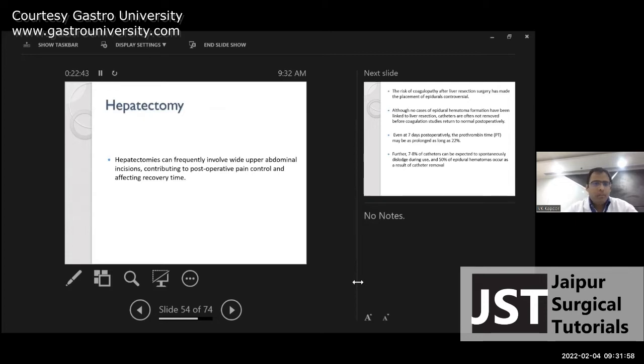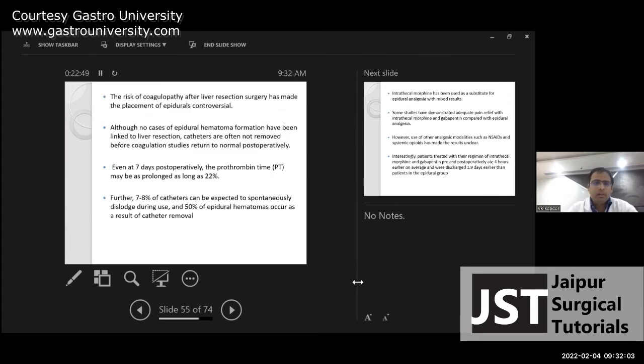Hepatectomy involves wide upper abdominal incisions which contribute to post-operative pain and affect the recovery time. The risk of coagulopathy after liver resections has made the placement of epidurals controversial in some patients. Although there are no cases of epidural hematoma which are linked to liver resection, catheters are often not removed before coagulation studies return to normal. So whenever we are doing hepatectomy and an epidural is in place, there should be a PT/INR or coagulation studies before removing the epidural. Even after 7 days post-operatively, PT may be prolonged as long as 22%.